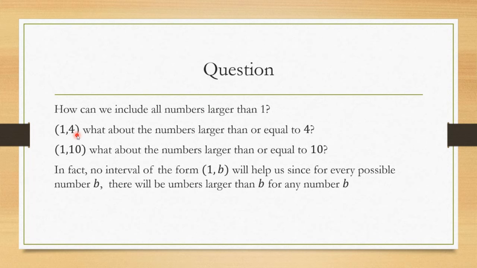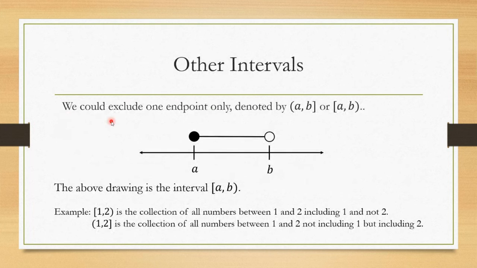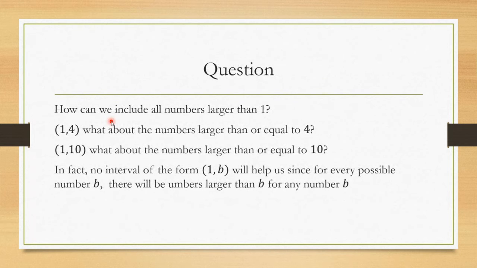Basically, what I'm trying to say here is, if we go back to the number line and you wanted to include every number larger than 1, the notation we have so far is not going to allow us to do that. The notation we have so far is 1 to B, where B can be another number greater than 1. That's not going to work. That's not enough, mostly because no matter what B is, there are going to be numbers bigger than B that we're going to miss.